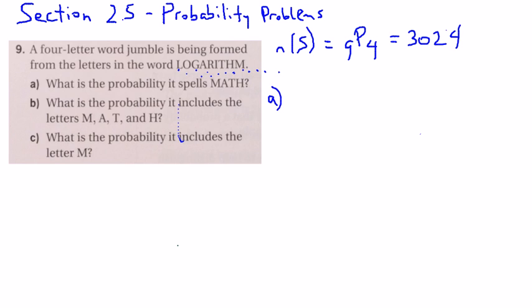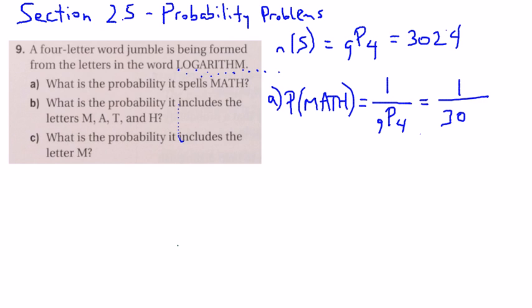So now part A, we'll use that. We want the probability that we spell the word math exactly in that order, which is out of 9p4, out of all the things that could be spelled. There's exactly one of them that spells math. There's only one letter M, only one letter A, only one letter T, only one letter H. So one way out of 9p4, or 1 out of 3024.